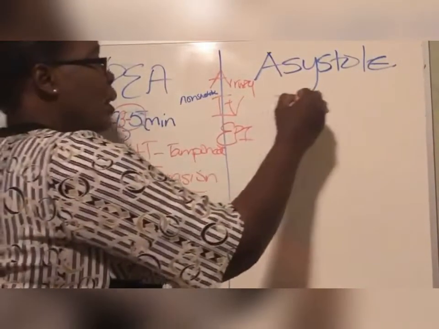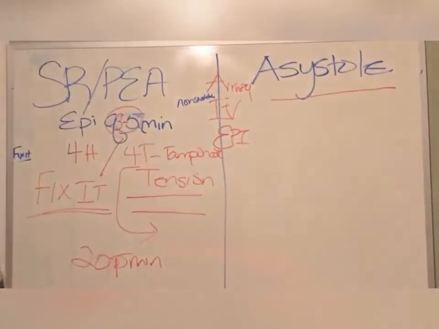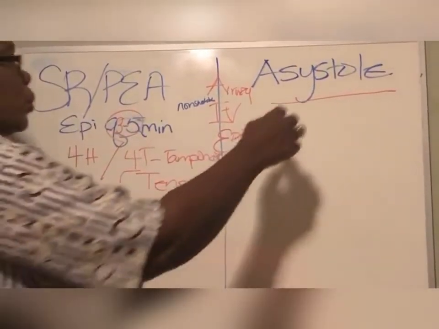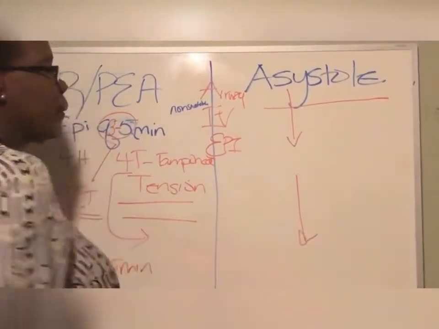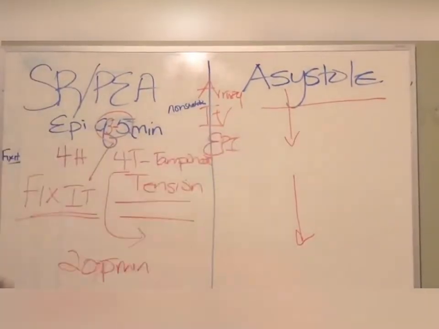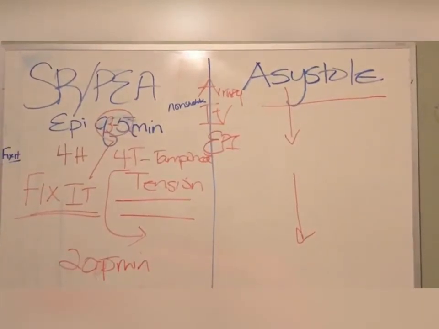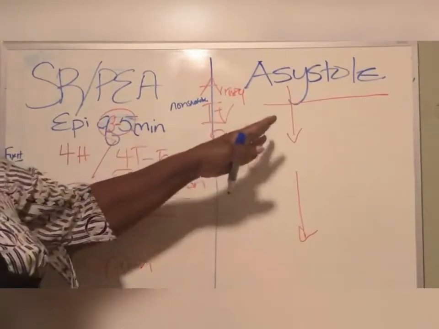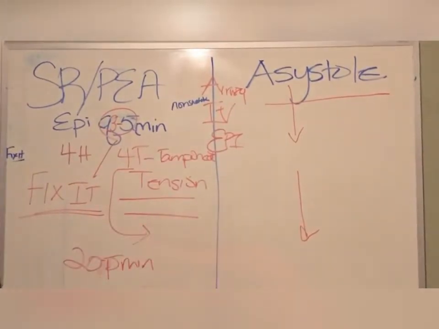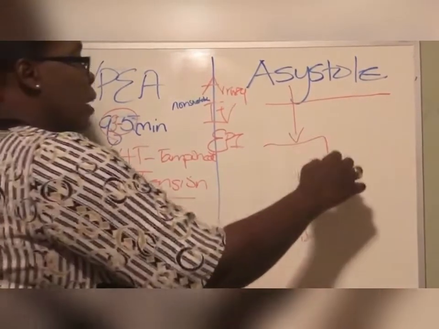Asystole, everybody knows the flat line. What do you do for asystole? Asystole, you walk in, there's a flat line, the patient is not breathing, there's no heart rate, airway, IV, epi. But what do you want to do first? You want to do CPR.